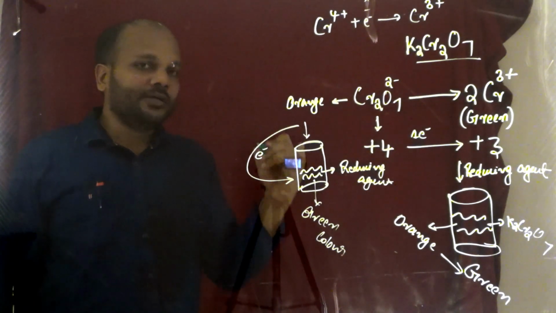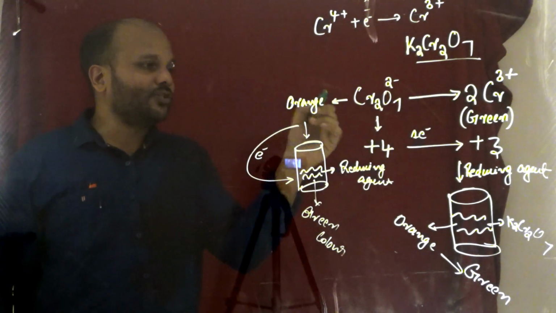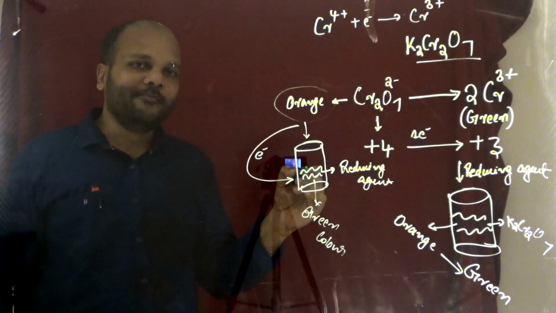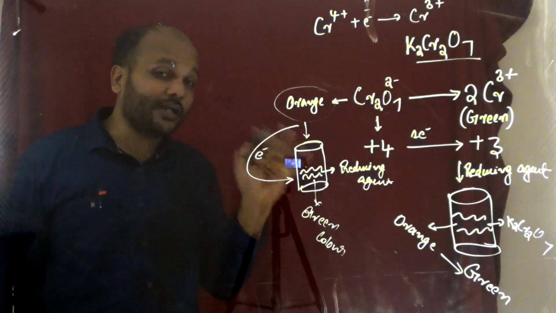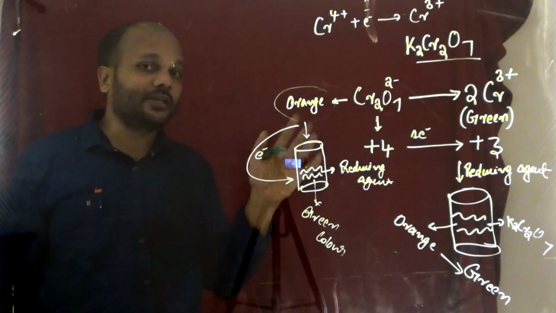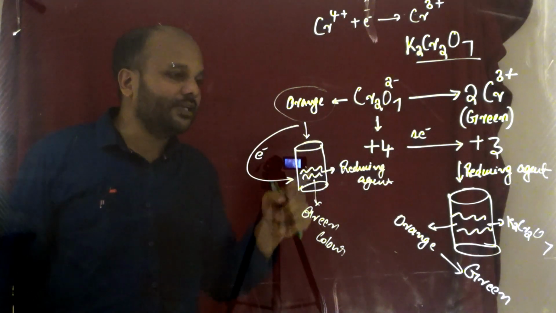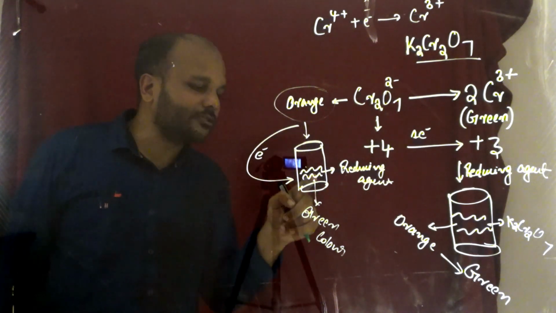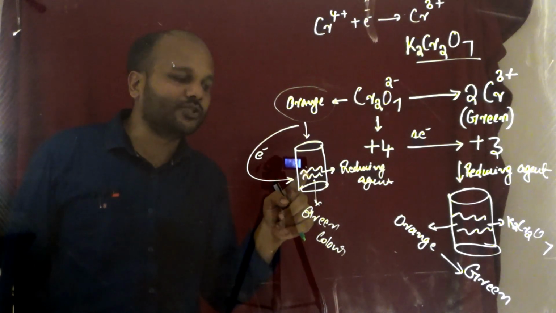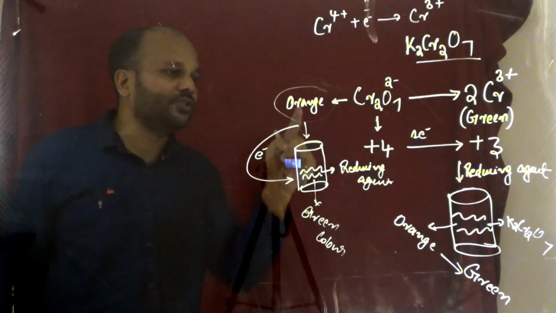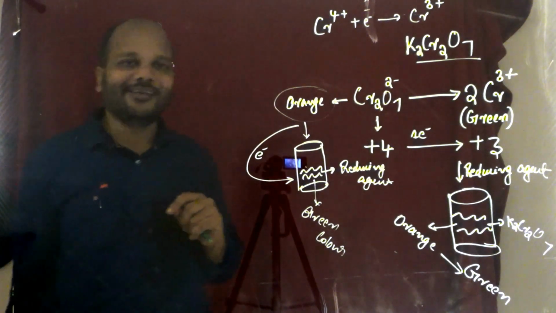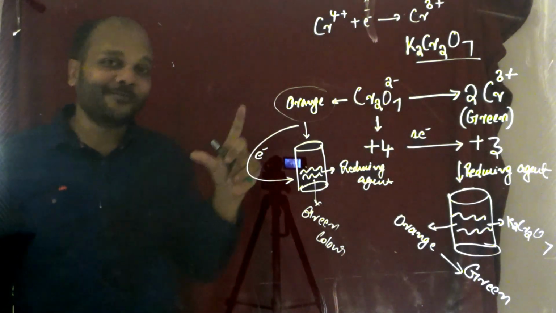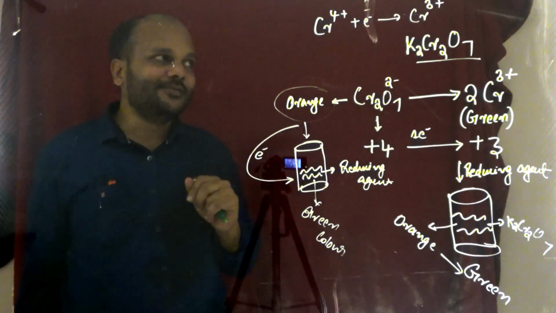If it is not a reducing agent, this orange color will remain in the beaker. If it is a reducing agent, then once this orange solution is added into the reducing agent solution, its color will change from orange to green. So this is another indicator.